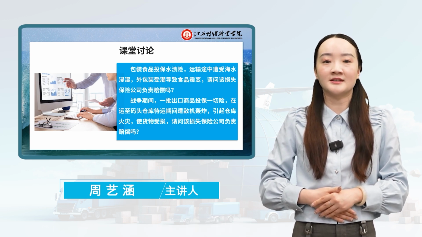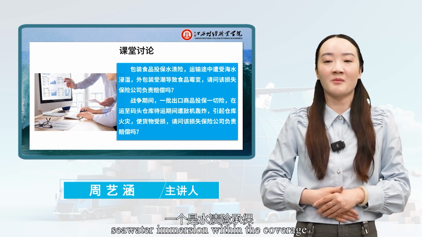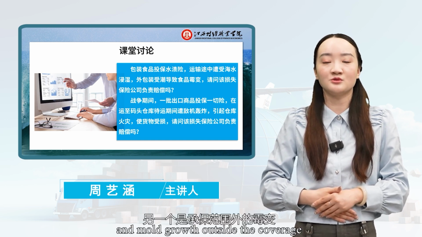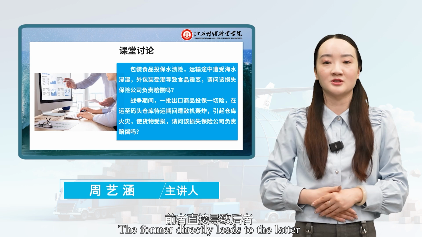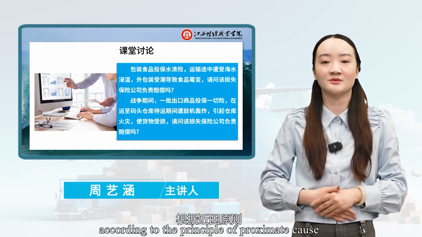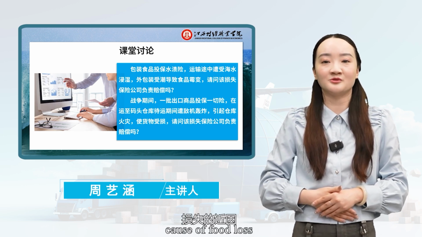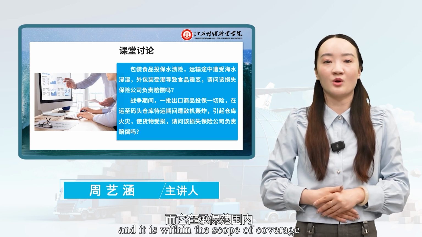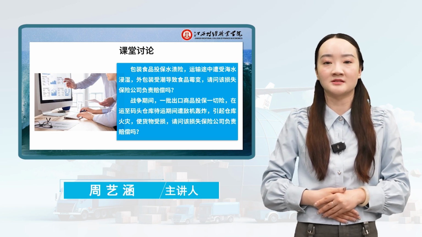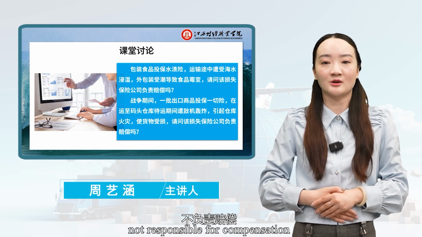In this case, the food loss was caused by 2 reasons: seawater immersion within the coverage of the water damage insurance and mold growth outside the coverage. The former directly leads to the latter, according to the principle of proximate cause. The former is the proximate cause of food loss, and it is within the scope of coverage, so the insurance company should compensate.